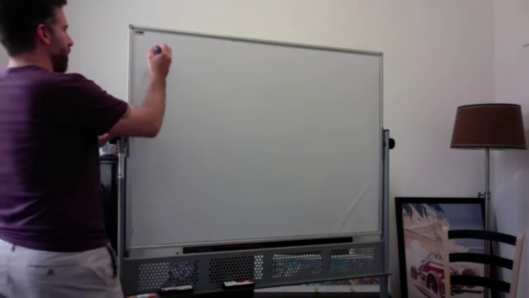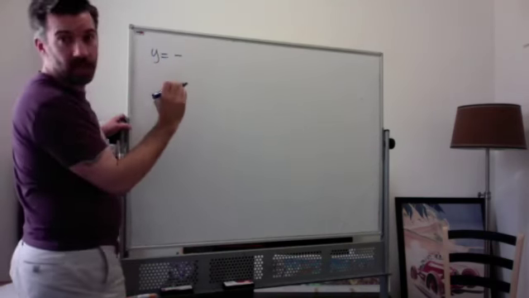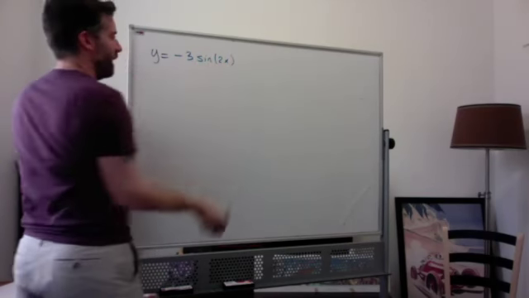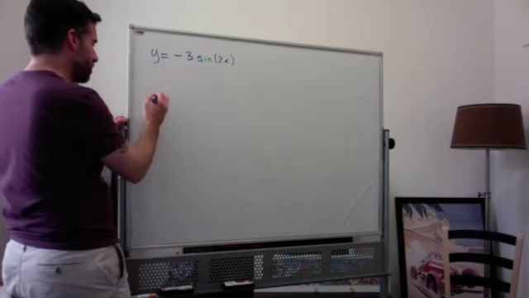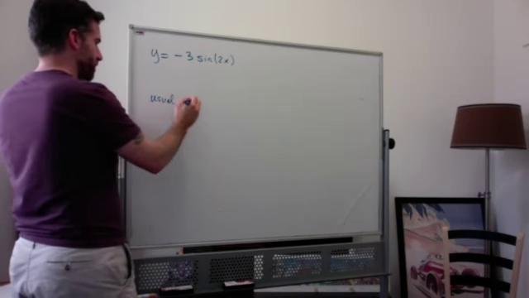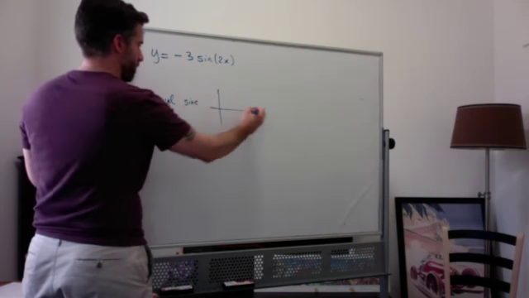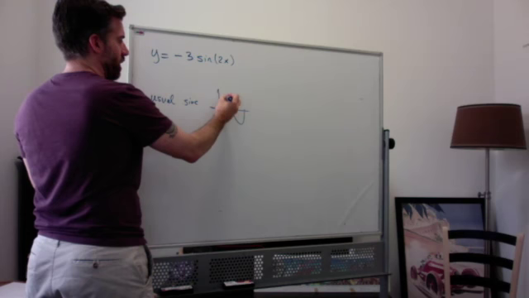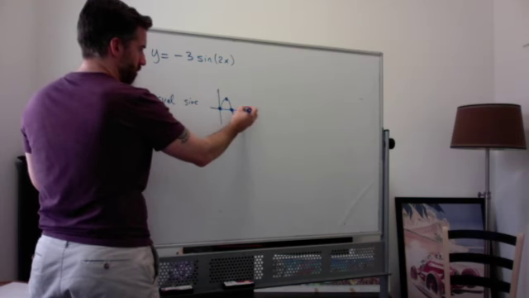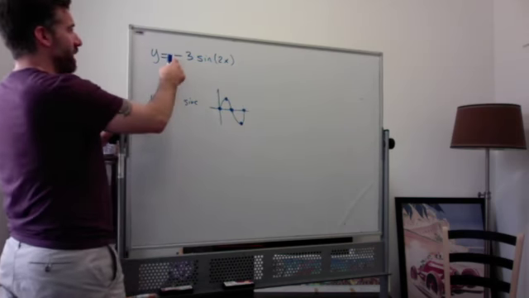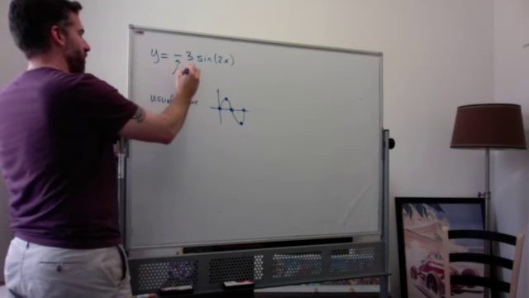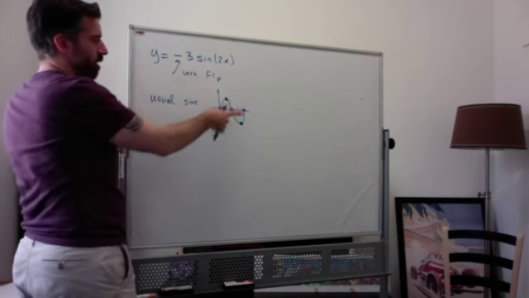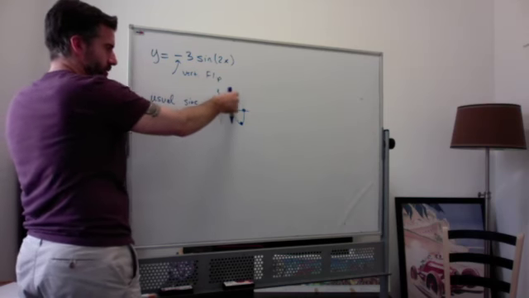The first one, I want to graph y equal to negative 3 sine of 2x. I'll remind you that the usual graph of sine looks like this, right? Starts at the middle, and then goes top, and then middle, and then bottom, and then middle. But this one, since we have a negative out here, that's going to give us a vertical flip, meaning we're going to flip that over, and we're going to go middle, bottom, middle, top, middle.